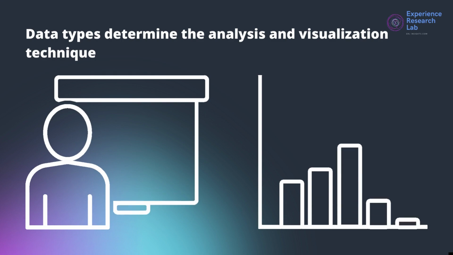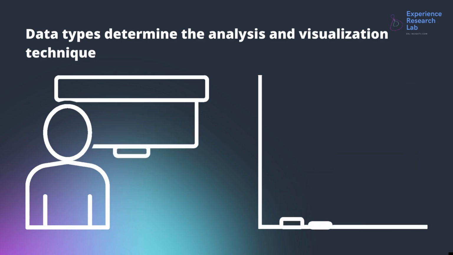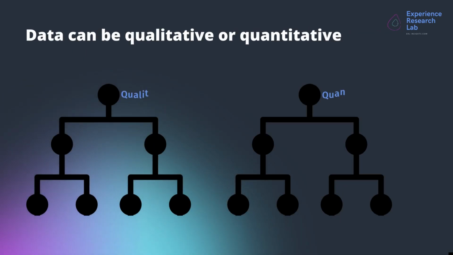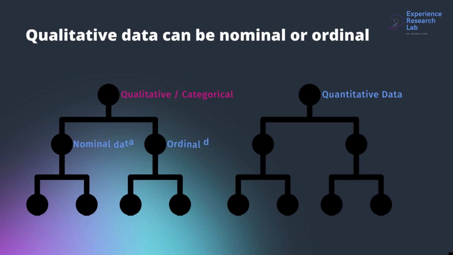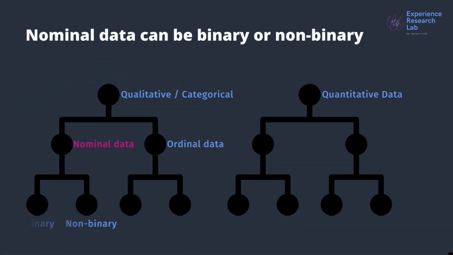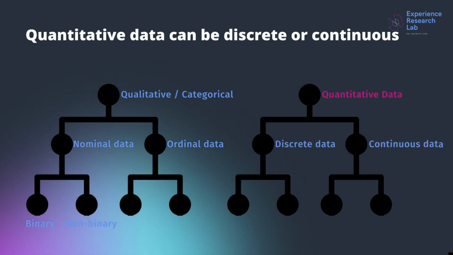Today I want to continue discussing data types because they're crucial for data analysts, statisticians, and researchers in determining data analysis and visualization techniques. In the previous video, I said that data fall into two main categories. They are qualitative and quantitative data. Further, I explained that qualitative data, also known as categorical data, has two types, nominal and ordinal data. Nominal data itself can be binary or non-binary. How about quantitative data? Quantitative data also has two types. They are discrete data and continuous data.